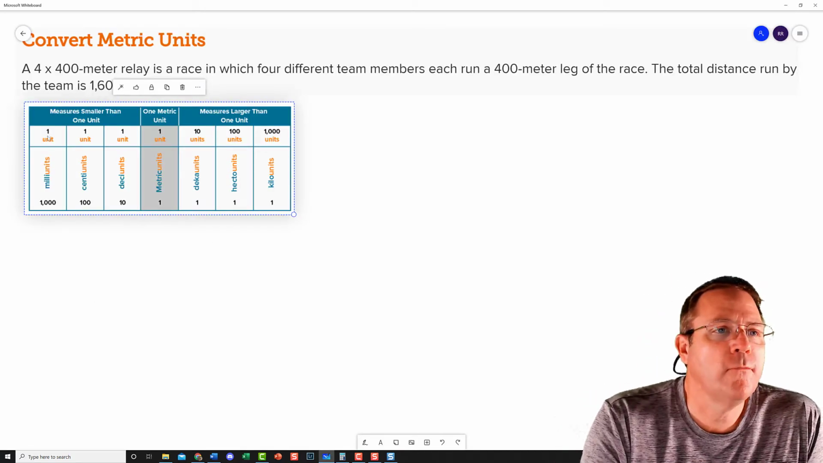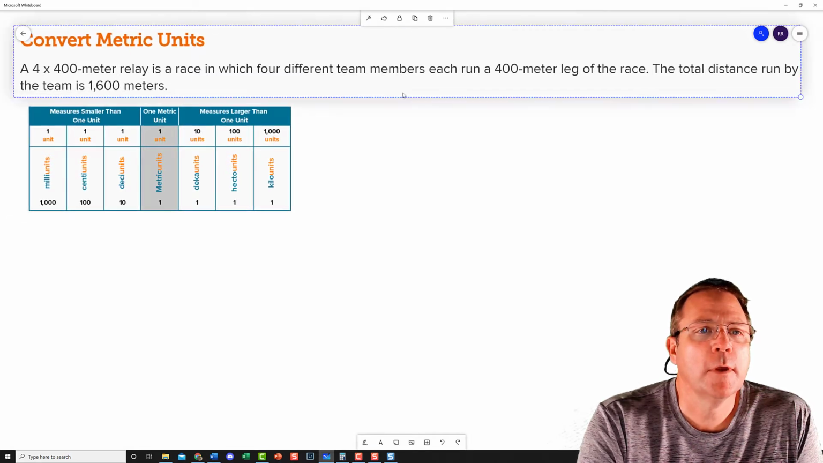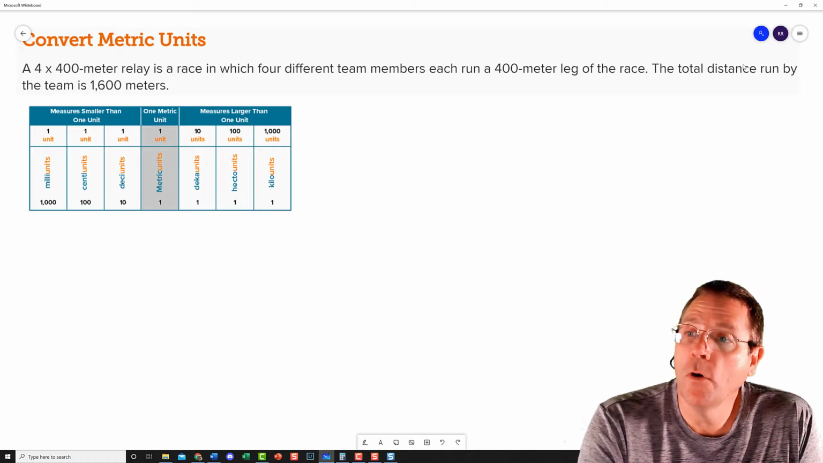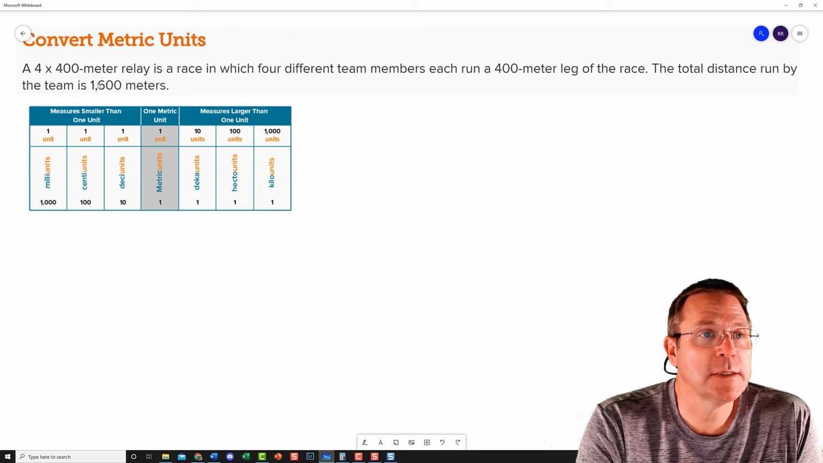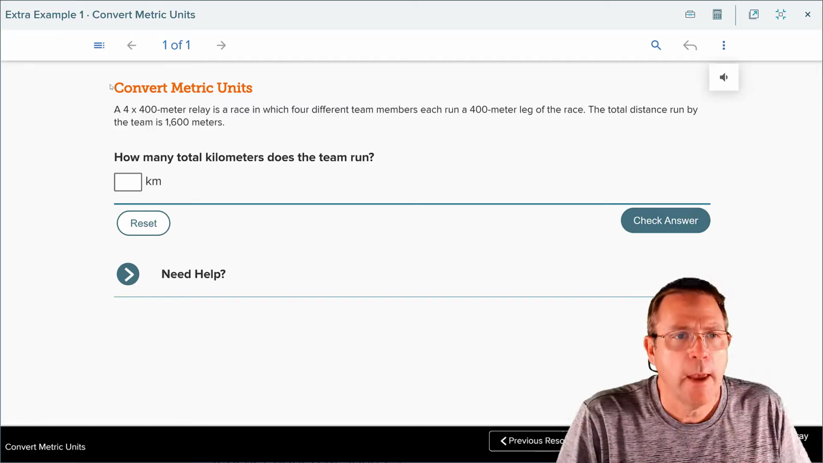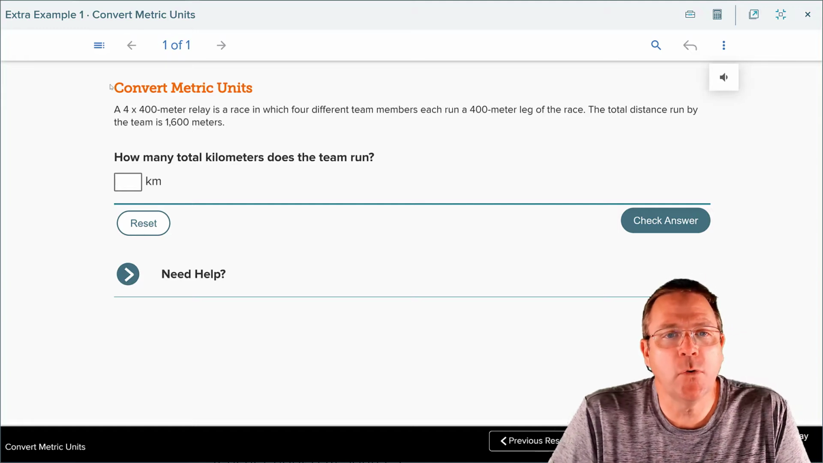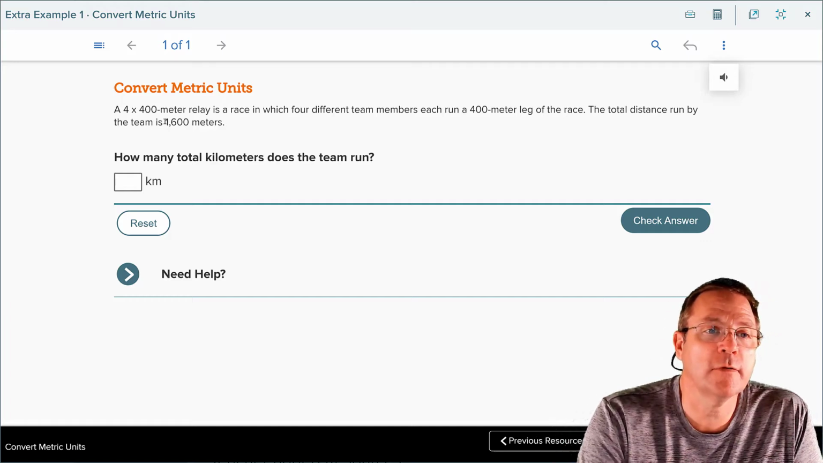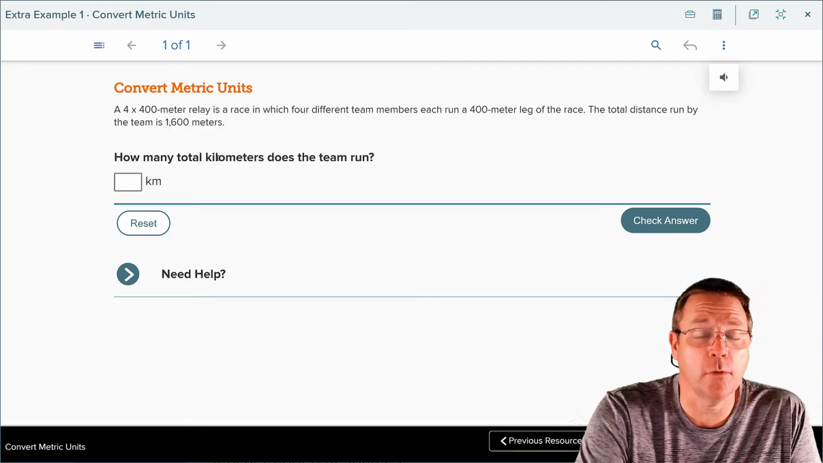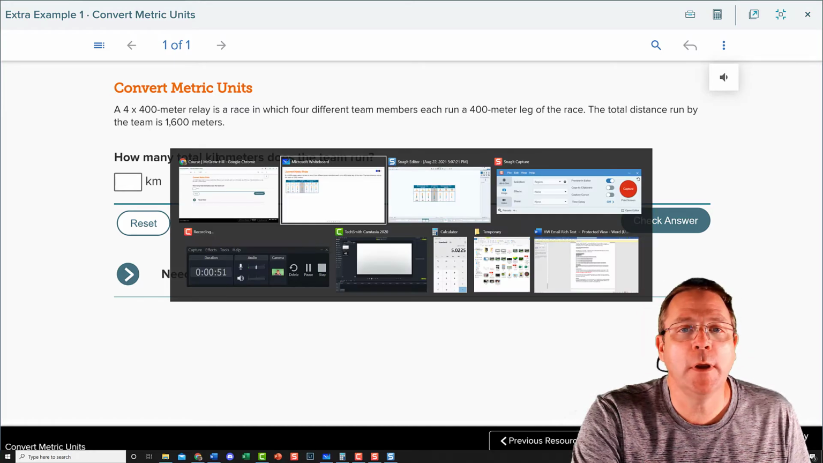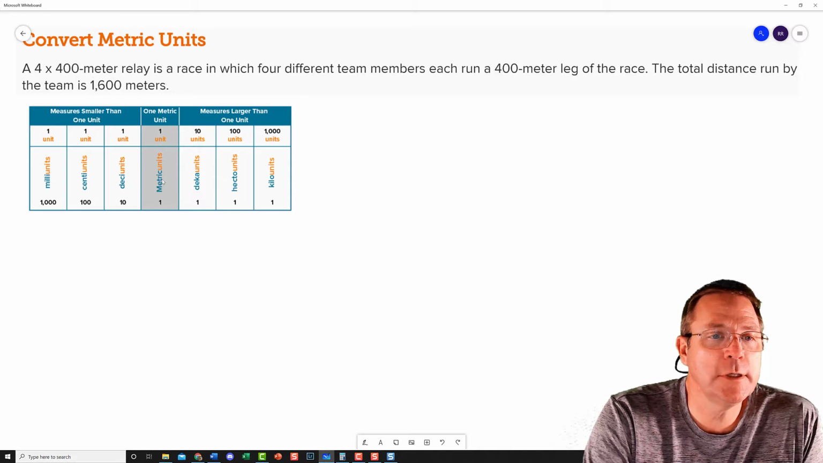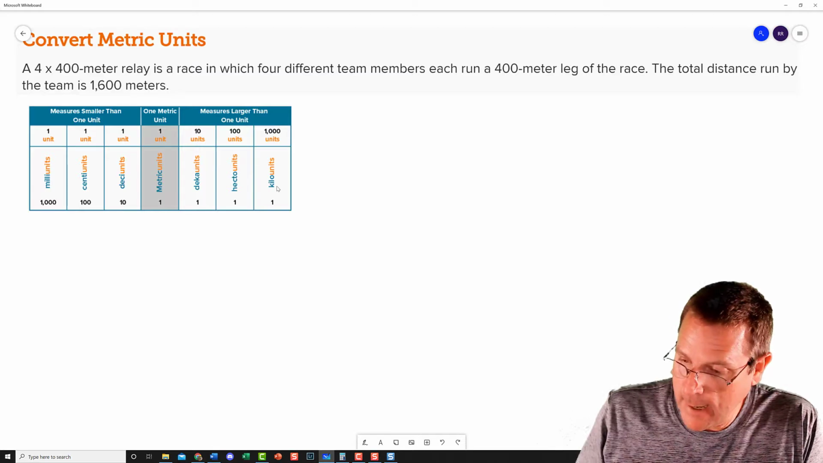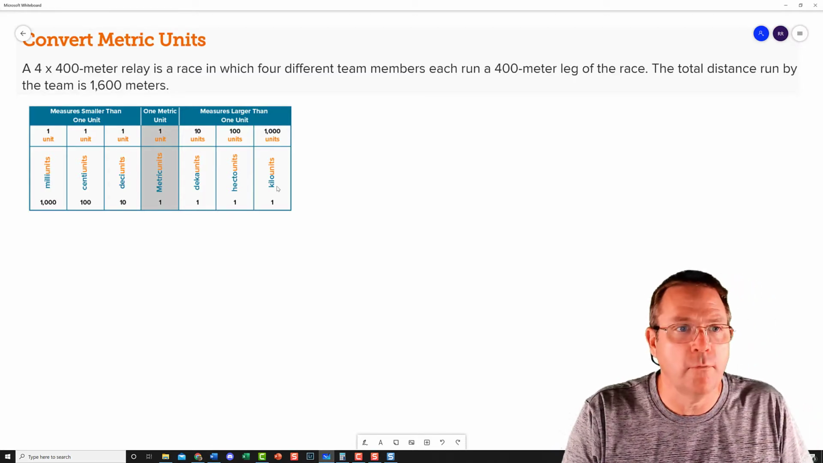Alright, here we go. A 4 by 400 meter relay race in which 4 different team members each run a 400 meter leg race. The total distance ran by one team is 1,600 meters. And the problem wanted to know how many total kilometers the entire team runs. So we have to convert the 1,600 meters into kilometers. To do that, we need to look at our conversion chart. Our base unit is going to be meters, and there are 1,000 meters in a kilometer. Now we have the information we need to start solving this problem.